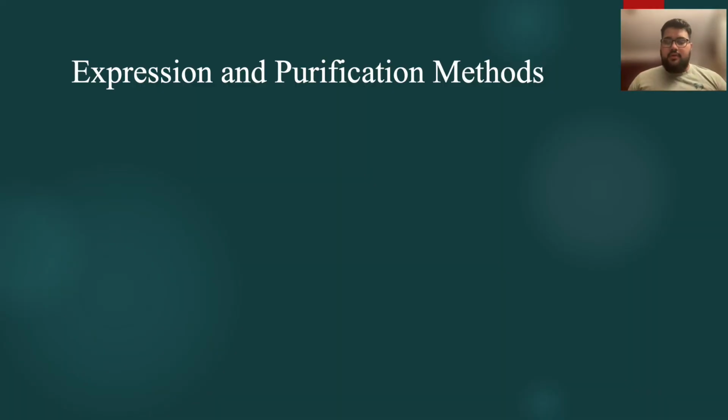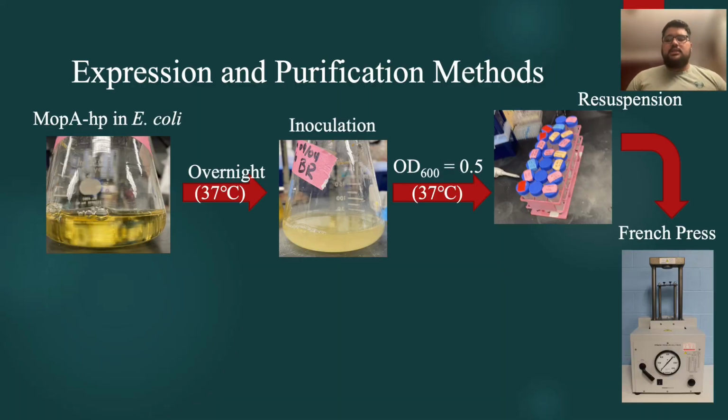So how do we do it? We overexpress MopE-HP with the induction of L-arabinose growing in E. coli with an OD of 0.5 at 600 nanometers in LB medium containing kanamycin and chloramphenicol after the inoculation of an overnight growth at 37 degrees Celsius under shaking conditions.